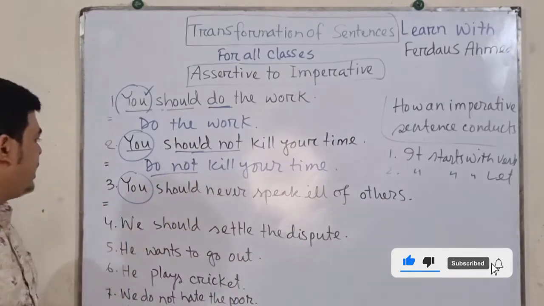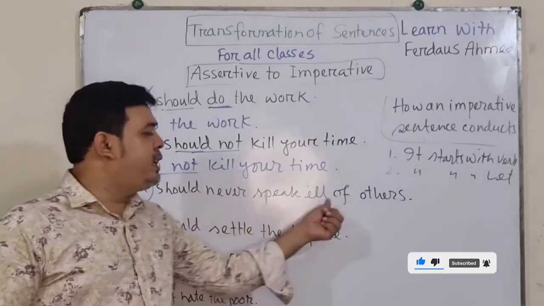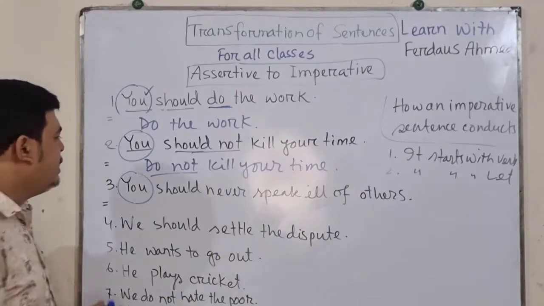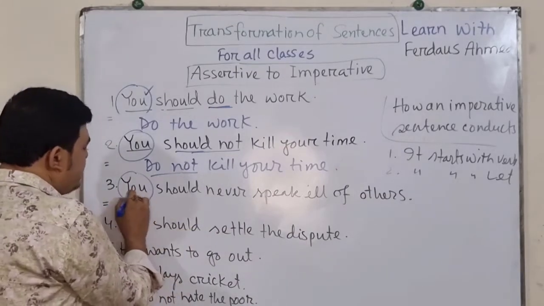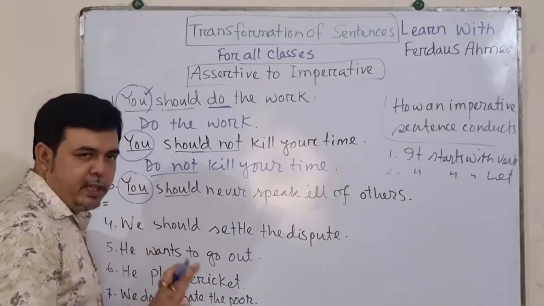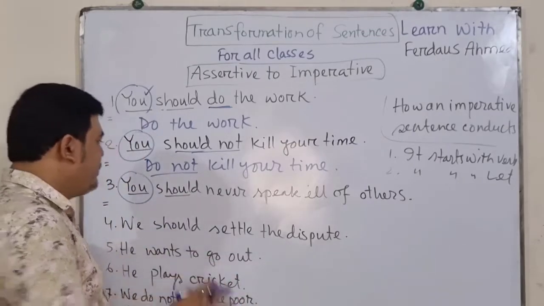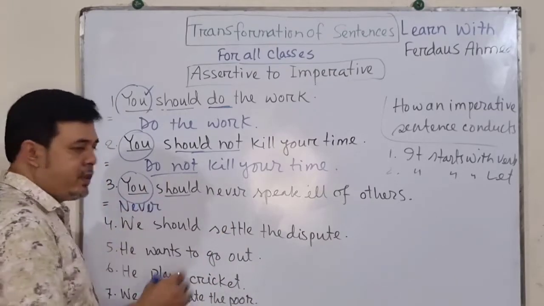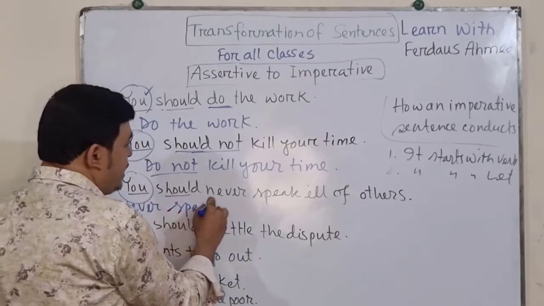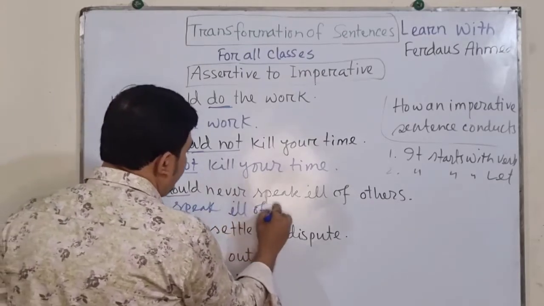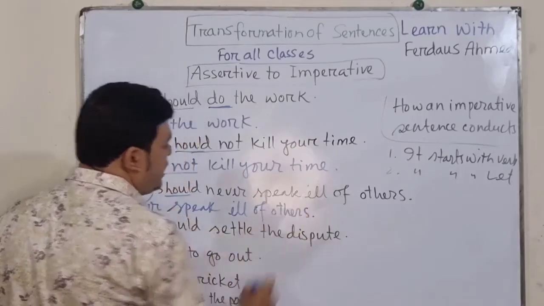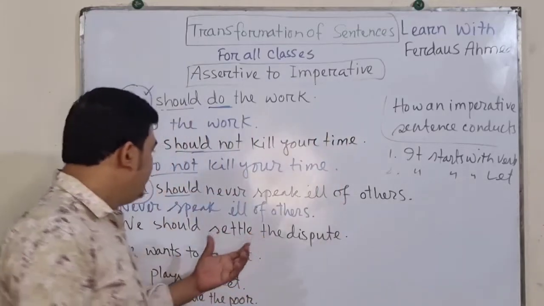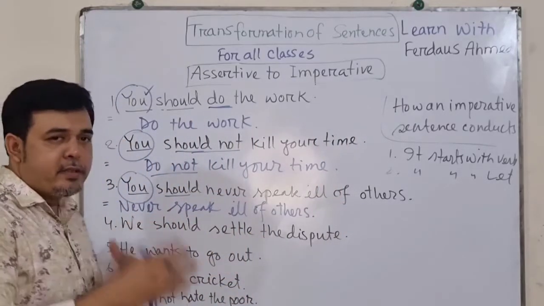Okay. The next one: you should never speak ill of others. Here also is a second person, and also should. So definitely they will be removed. So what should we do? We will start from never. Never speak ill of others. As we can see here, never is actually working as a double form.